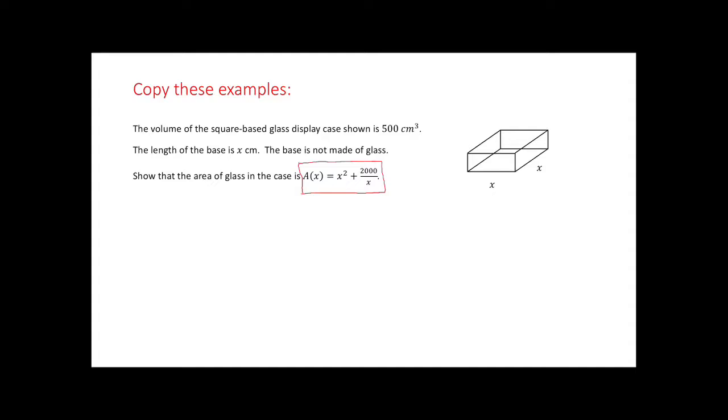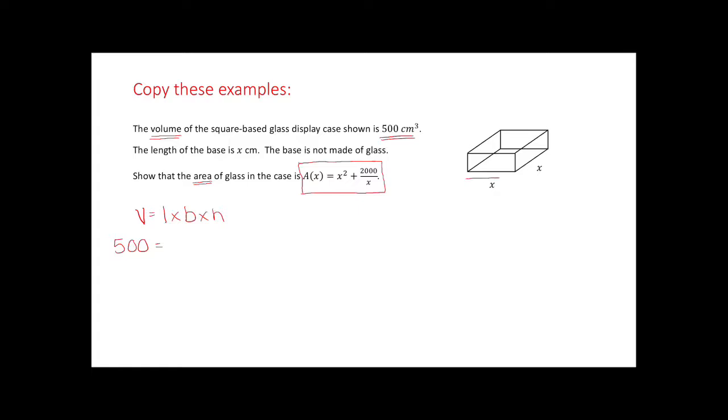Okay, so if we start off, there are two things that are really mentioned in this. It mentions the volume and it mentions area. So we're going to have to work with both the formulas, which you should know from years ago, back when you first learnt them in S1 or S2. The volume of that square base glass display case is going to be length times breadth times height. Now we know that our volume is 500 centimetres cubed. We're given that in the question.